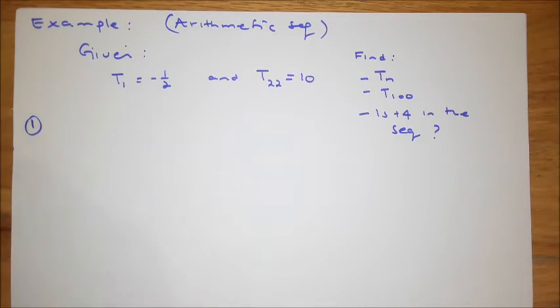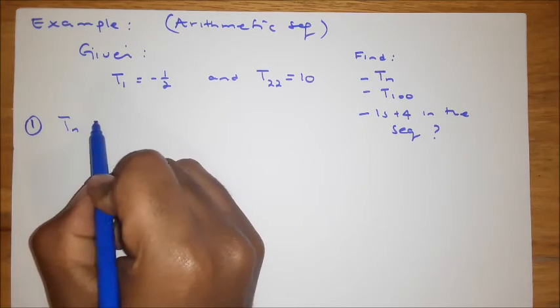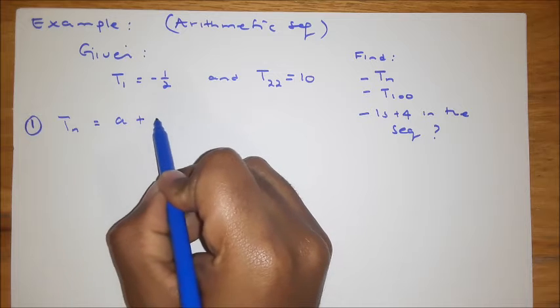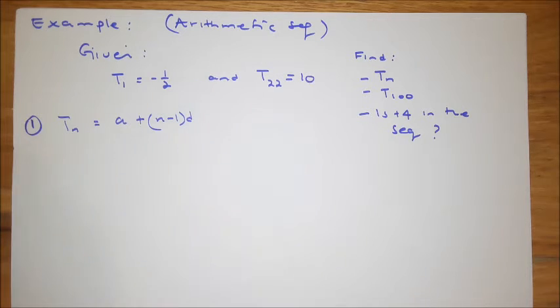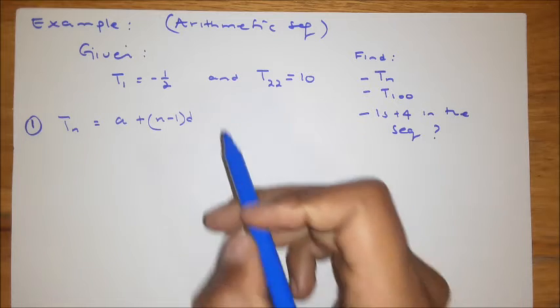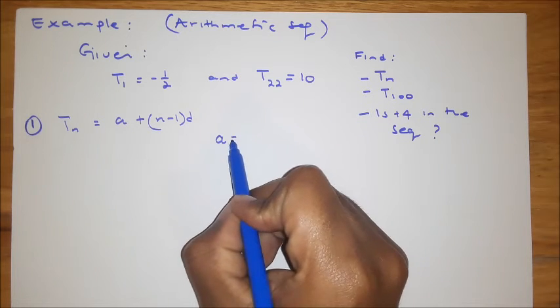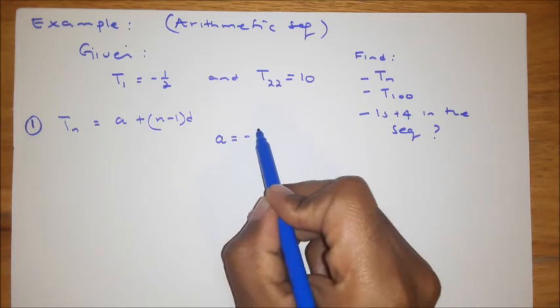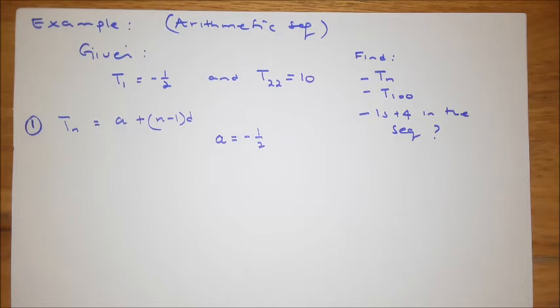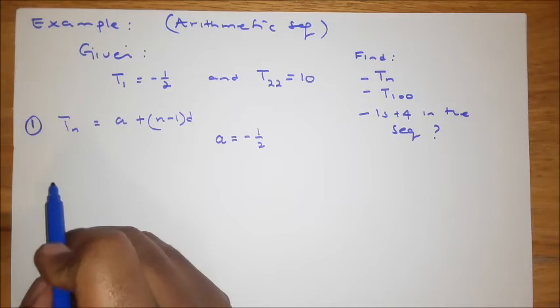Firstly, we were able to derive that tn is a plus n minus 1 multiplied by d. However, now it's not like the other examples where we had a bunch of terms where we could find the common difference. We don't have d. However, we do have a, and our a is the first term. A is negative half.